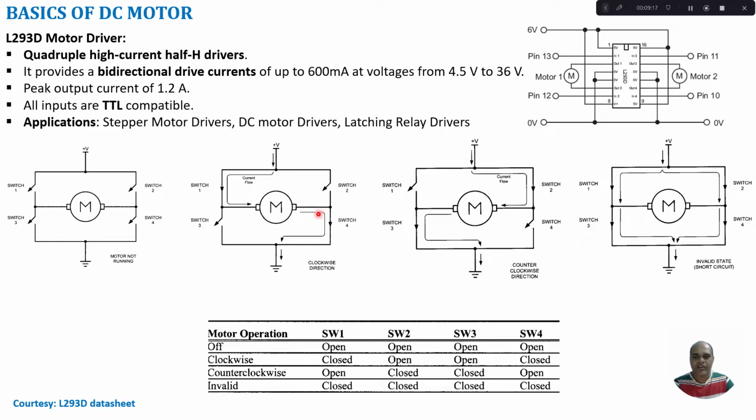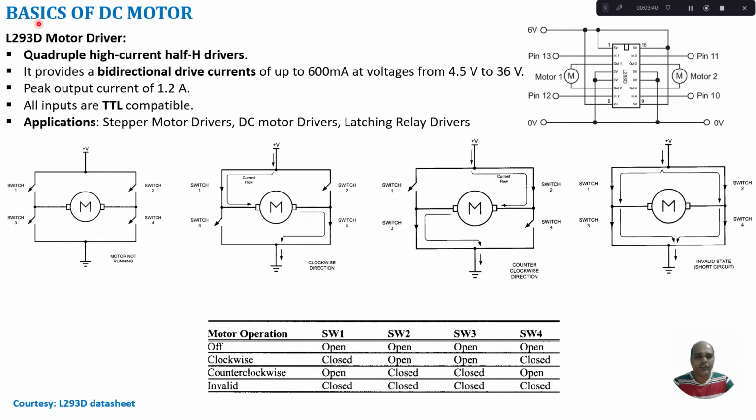And the third advantage is that any rotating structure will produce a reverse voltage. Back EMF will be generated. This back EMF should not go directly to your microcontroller. It might damage your microcontroller. So in order to have a physical isolation between your microcontroller and the motor circuit, we can make use of this motor driver IC.